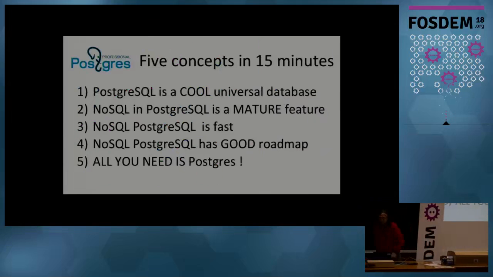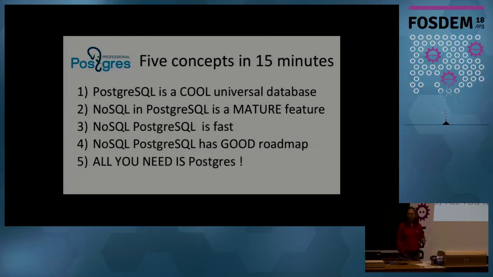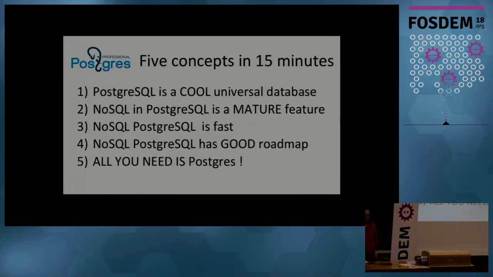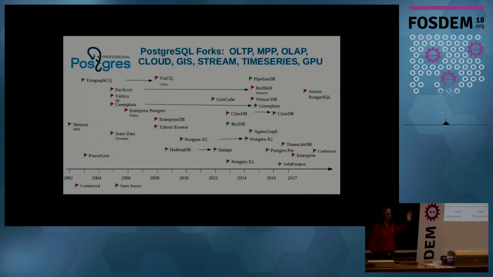In case I run out of time, here are the 5 concepts you need to know after you leave this room. The first one is that Postgres is a very cool universal database. Another concept is that NoSQL in Postgres is a mature feature. It's not a fresh feature, it's a mature feature. The third concept is that NoSQL Postgres is fast. And NoSQL Postgres has a good roadmap, and the fifth is: all you need is Postgres. So if I have no time, you already know the content.